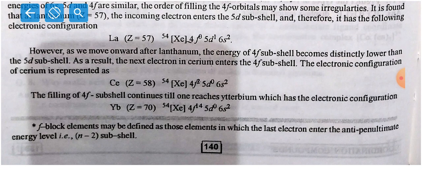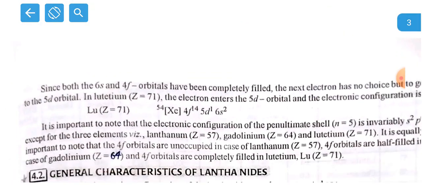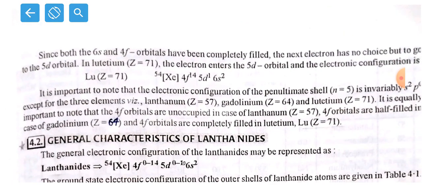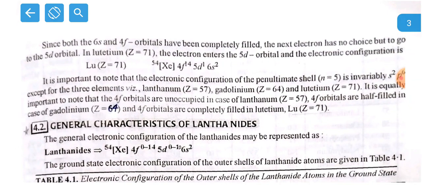The filling of the 4f subshell continues till one reaches ytterbium, which has the electronic configuration ytterbium, Z equals 70, xenon 4f14 5d0 6s2. The f-block elements may be defined as those elements in which the last electron enters the antepenultimate energy level, that is the (n minus 2) subshell. Since both the 6s and 4f orbitals have been completely filled, the next electron has no choice but to go to the 5d subshell. In lutetium, Z equals 71, the electron enters the 5d orbital and the electronic configuration is xenon 4f14 5d1 6s2.